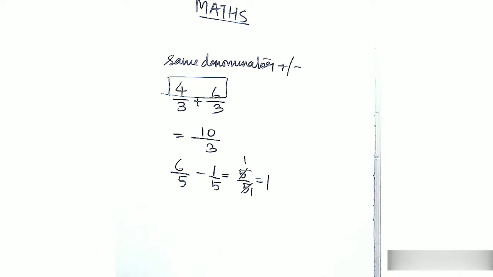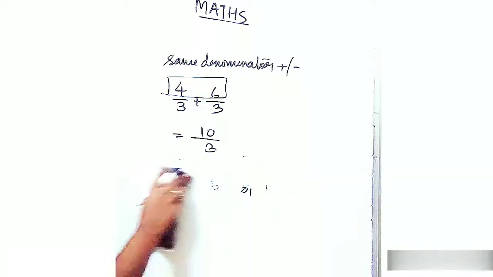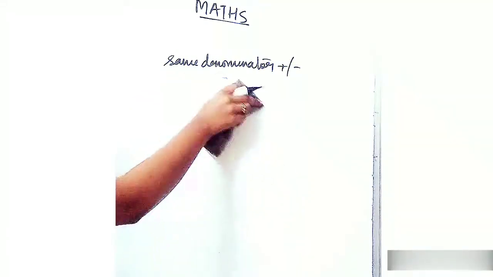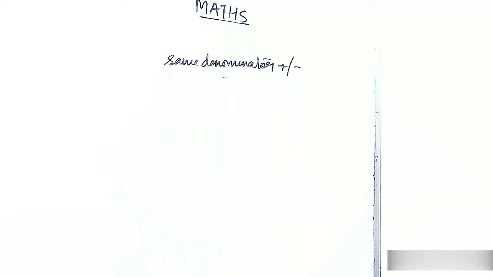But what happens when the denominator is different? How will we do it? We'll see that. A fraction, you can add n number of them. It is not necessary that you add only 2 fractions. Now we'll see that.